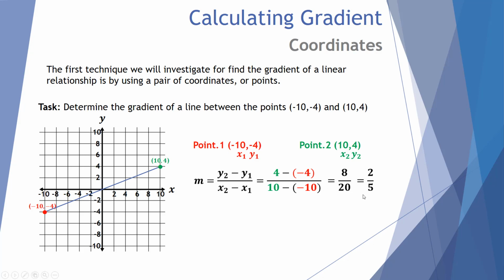So my answer here is 2/5. So the gradient between the points minus 10, minus 4 and 10, 4 is 2/5. Now that's a positive. Let's start at our first point, and yes, we are going uphill. It's a positive gradient to our second point. So that's correct. And it has a gradient of 2 on 5, which means for every 5 we go across, so from minus 10 to minus 5, we go up 2. So that's true. We go across 5, we go up 2 on our y-axis. So 2/5 is the correct measurement of the gradient.